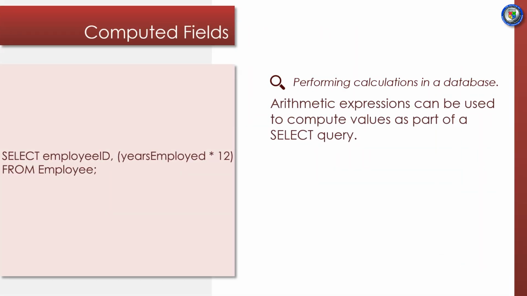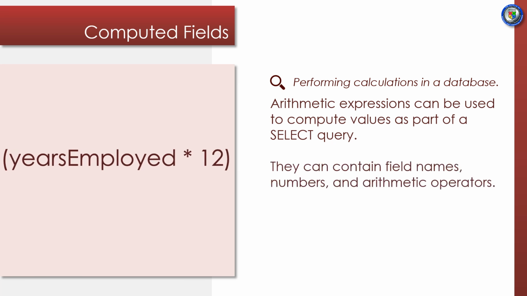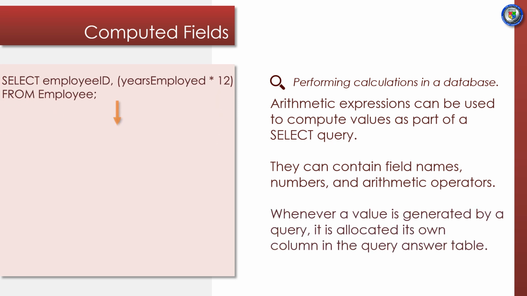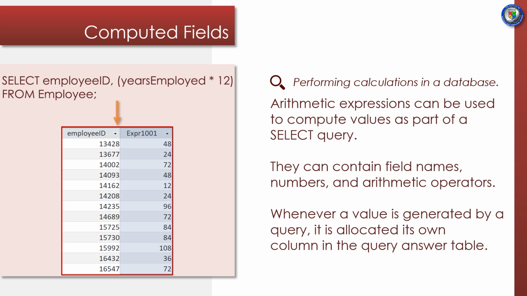Arithmetic expressions can be used to compute values as part of a select query. They can contain the field names, numbers, and arithmetic operators. Whenever a value is generated in a query, it is allocated its own column for the output or the answer table. We can see this in the diagram here.